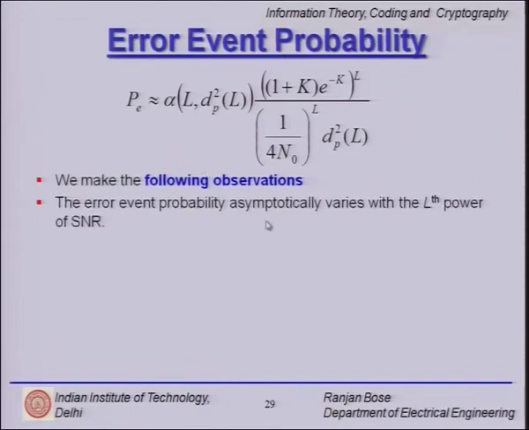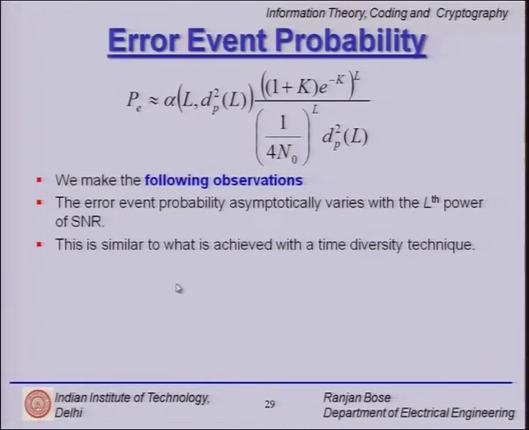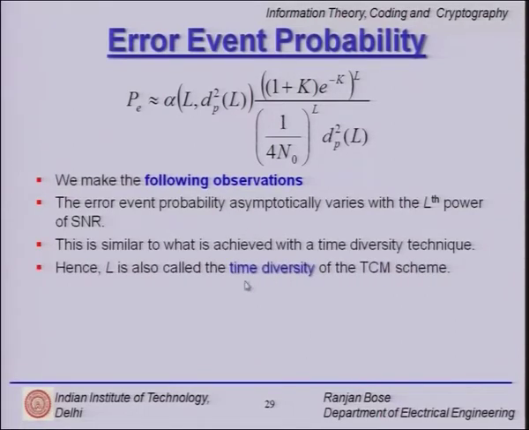The error event probability asymptotically varies with the Lth power of SNR. This is similar to what is achieved by time diversity techniques. This is very important. This observation tells me that we are getting a diversity gain because of the TCM scheme. So, L is also called the time diversity of the TCM scheme. We are not explicitly using any time diversity schemes.